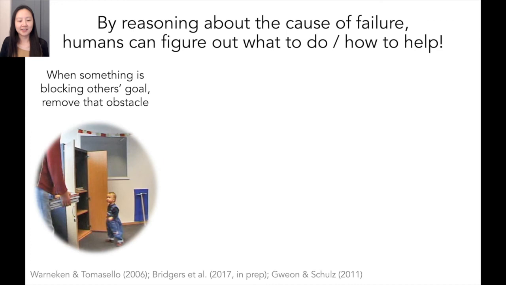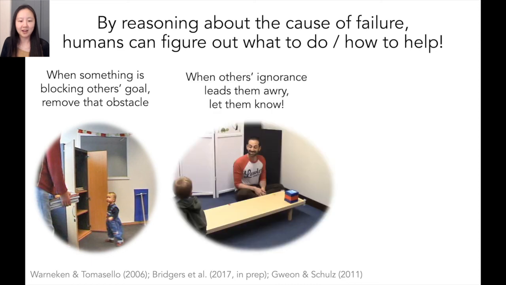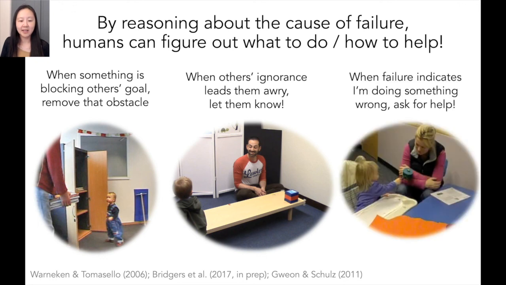Some of you may have seen this video of a toddler with a man whose hands are full of books. This child understands that when something is blocking others' goals, you should remove the obstacle by opening up that cabinet door. But when somebody's ignorance is leading them awry, it can be much harder to figure out how to help, because you have to pull your existing knowledge to problem solve on others' behalf. But what you just saw is that children can even do these kinds of helping behaviors when others' ignorance is making them fail. And even when they themselves fail, they don't fuss out or give up. Especially when the failure indicates they're doing something wrong, they readily ask for others' help.